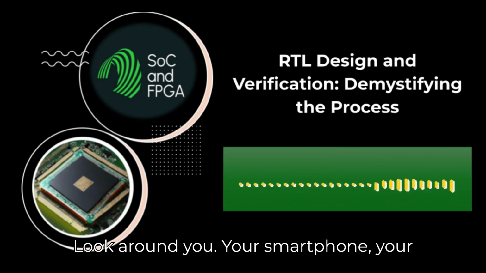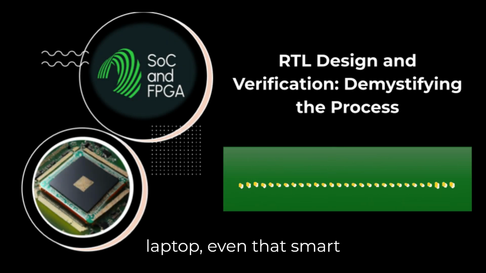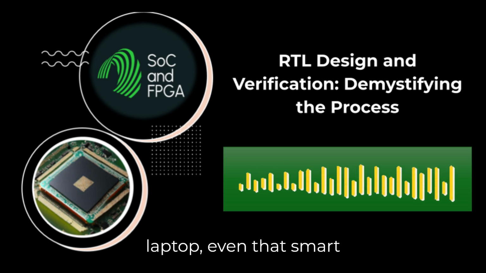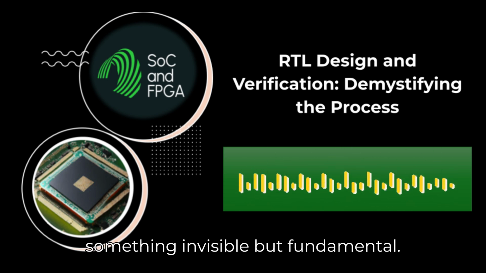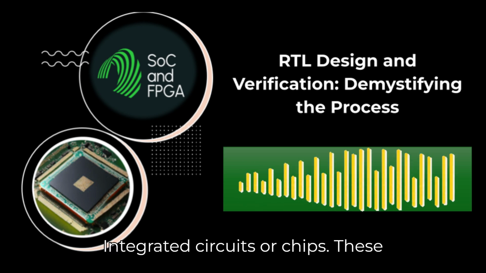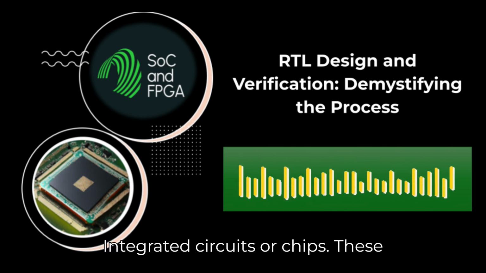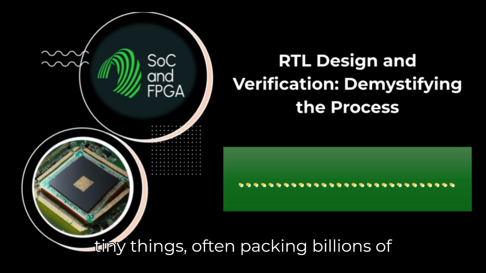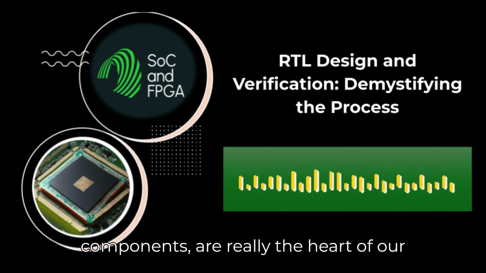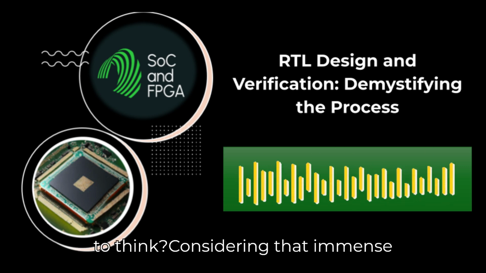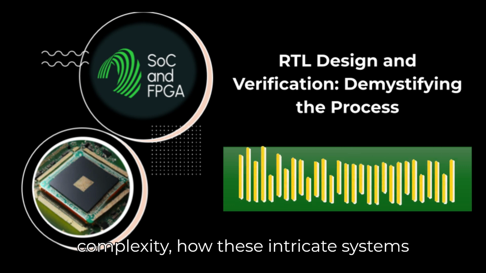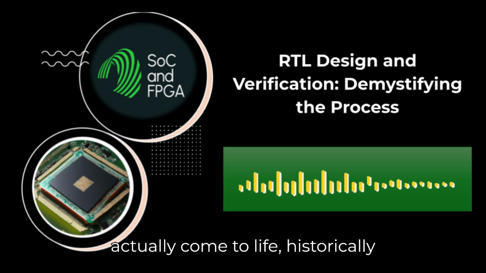Look around you. Your smartphone, your laptop, even that smart thermostat on your wall, they all share something invisible but fundamental: integrated circuits, or chips. These tiny things, often packing billions of components, are really the heart of our digital world. But have you ever stopped to think, considering that immense complexity, how these intricate systems actually come to life?